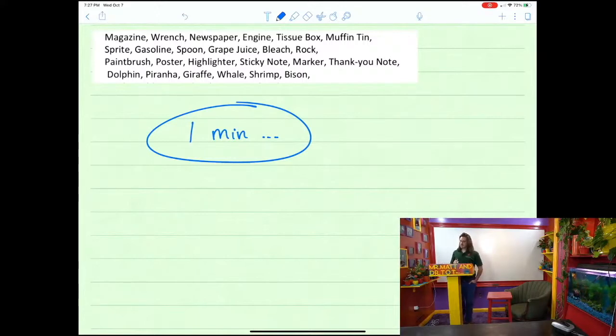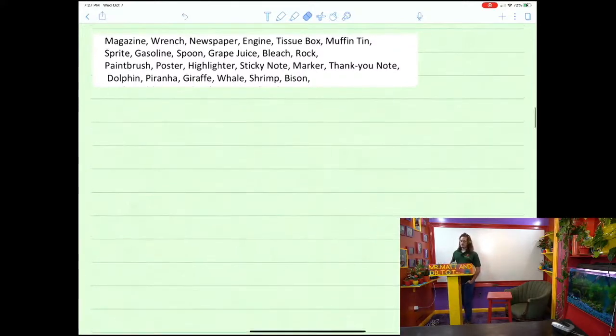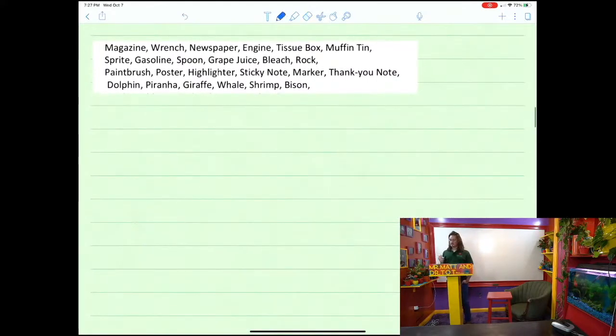So the first example here, we have magazine, wrench, newspaper, engine, tissue box, muffin tin. So to me, the pattern looks like made of paper, made of metal, made of paper, made of metal, made of paper, made of metal. So we need something made of paper. Let's say a phone book. Something made of metal, let's say a nail. Something made of paper again, let's say a user manual.